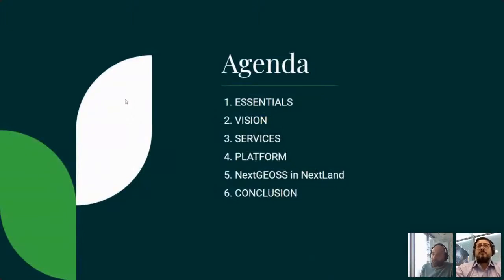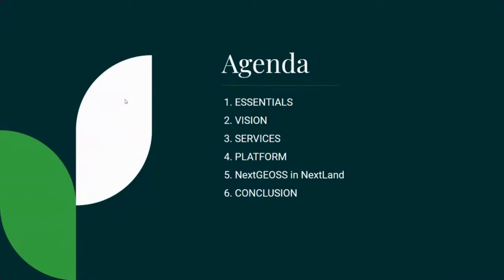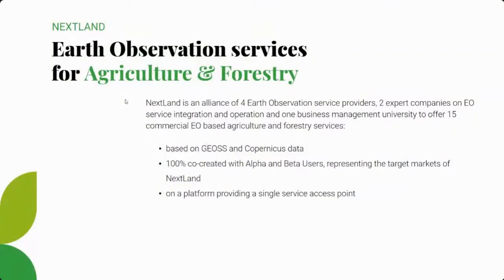I'll go through the essentials of the project, share with you our vision and what we aim to be by the end of the project in 2023, and give you an overview of the services and of the platform that is going to deliver those services and interface with the users. I will bring back the focus on how NextLand is based on the legacy and heritage provided by NextGEOSS and, as I said in the session yesterday, also eShape. It's important to see the continuation and the flow from these different projects, and then I'll conclude with the next steps and where we are focusing. So the essentials: NextLand is formed as an alliance of currently 4 different Earth observation service providers. Hopefully, by the end of the project, there will be more joining.